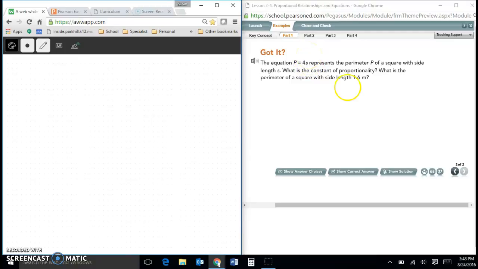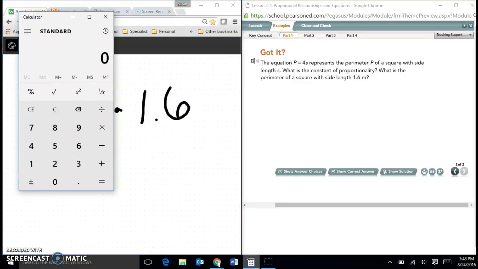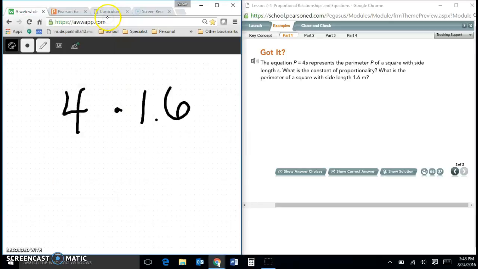What is the perimeter of a square with a side length of 1.6? So to answer that, we just need to take 4 times 1.6. Let's do that. 4 times 1.6. The perimeter would be 6.4 meters. That is how you would answer that question. Before, on that calculator, I hit an extra button, so just ignore that part. Your answer is 6.4. Let's move to part 2.